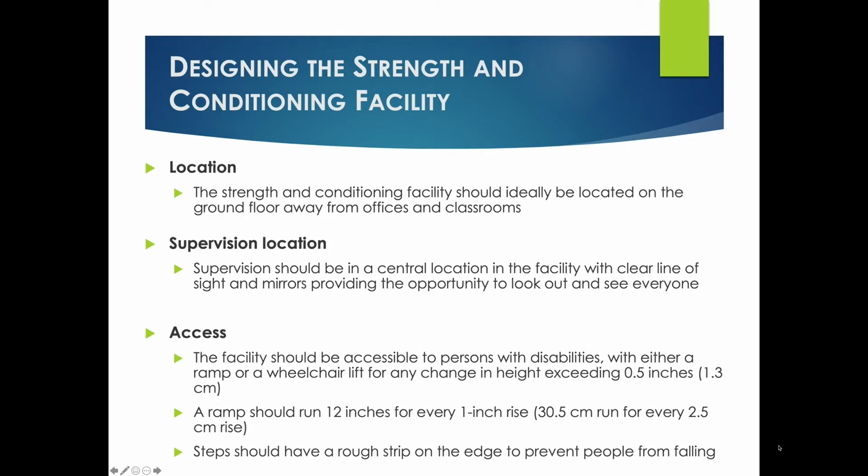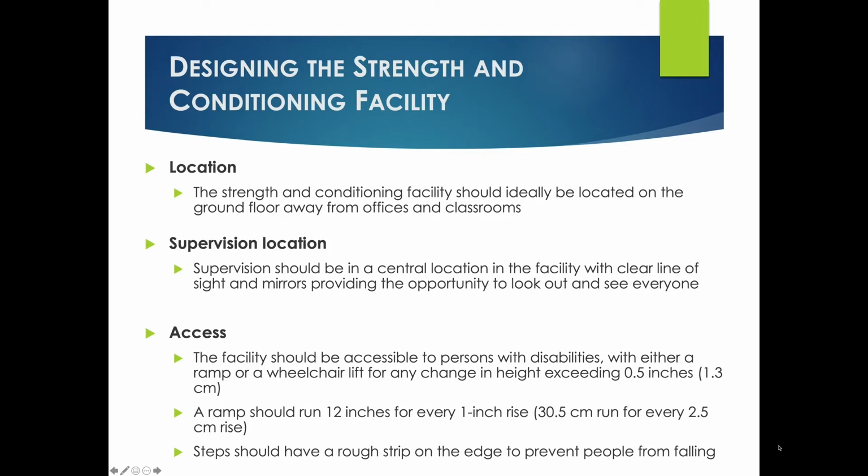Supervision should be in a central location of the facility with clear line of sight and mirror, providing the opportunity to look out and see everyone. Okay, even in any kind of weight room, whether this is a strength and conditioning facility, the rec center, any kind of gym, there's always a supervisor, always located where they can see everyone. That way they can respond to emergency as soon as possible.